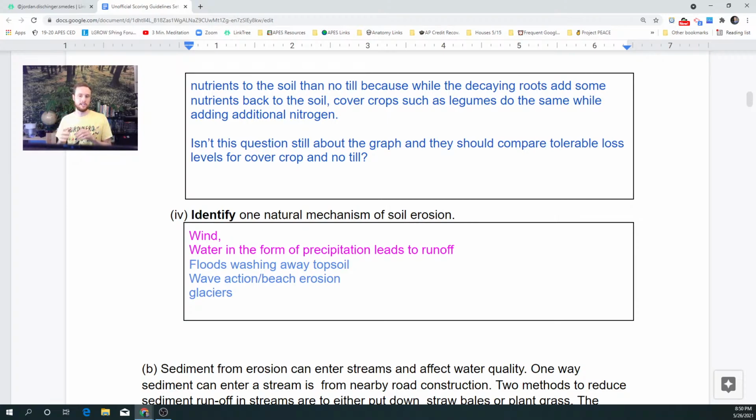I would add a little detail. Wind can carry away soil. Wind can pick up soil and deposit it elsewhere. Identify requires a complete thought. Wind is not a complete thought. Wind carries topsoil away. Wind blows topsoil away. That's a complete idea. And when they say mechanism, mechanism means like, how does it work?